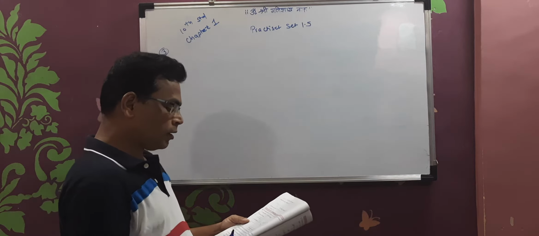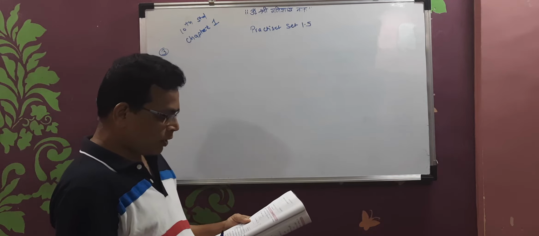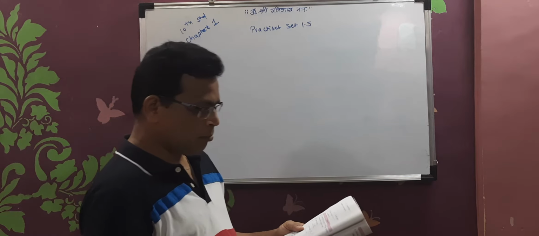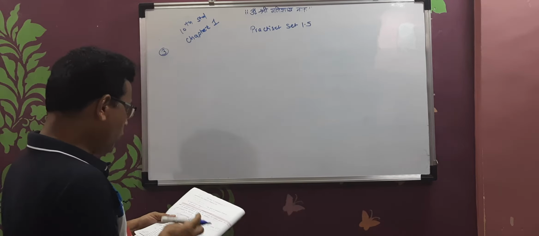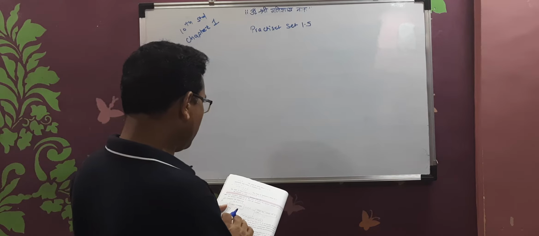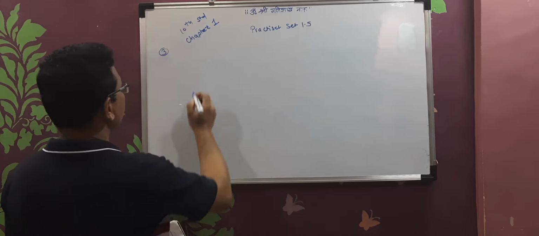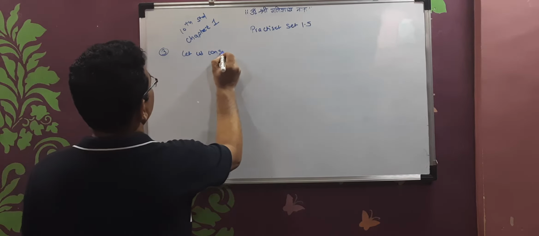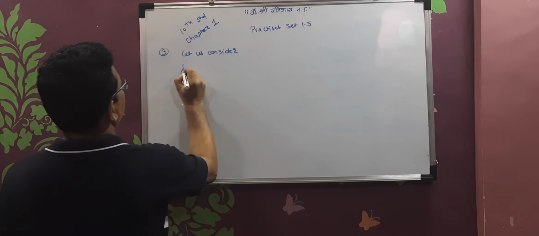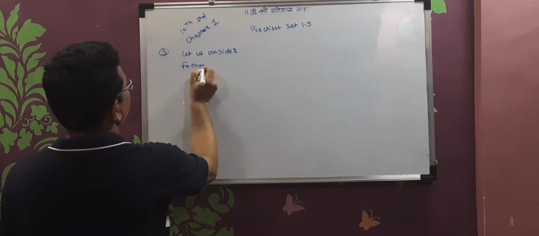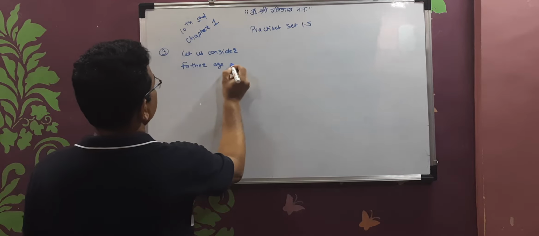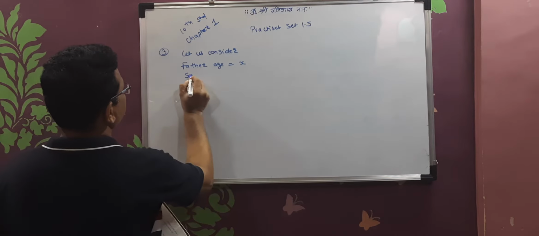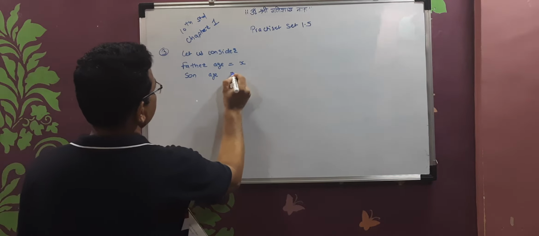What is condition number 2? If we double the age of the father and add it to the age of his son, the sum is 95. Find their ages. The first condition is the sum of father's age and twice the age of his son is 70. So we have to consider the father's age. Let us consider father's age is equal to x, and son's age is equal to y.